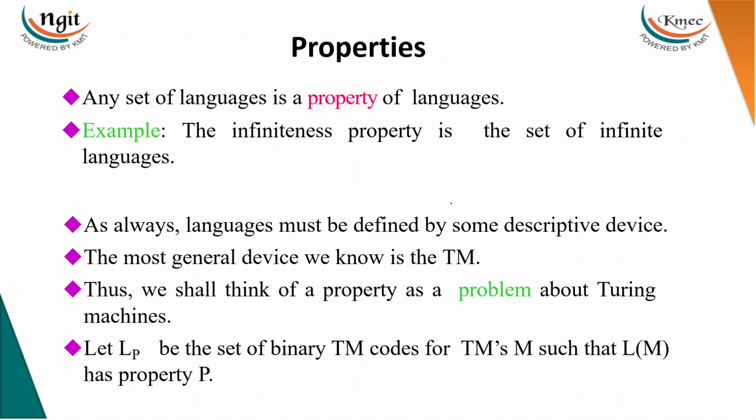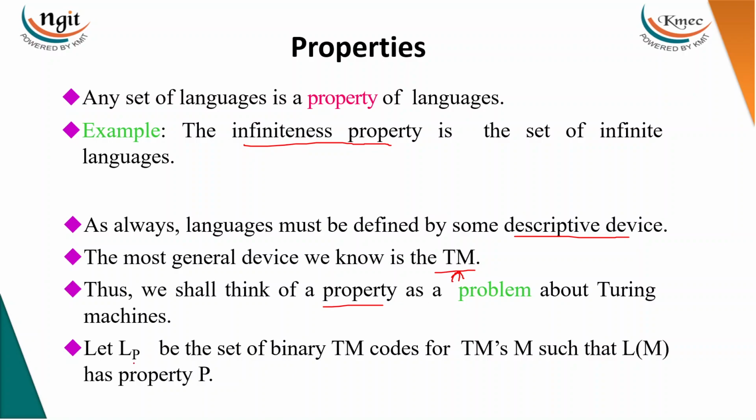So before going to the applications of Rice theorem, let me tell you what exactly the property here is. Infiniteness is a property of an infinite language. So the language must be defined by some descriptive device, either a Turing machine or a finite automaton or whatever it is, but the most general device is the Turing machine. So generally we'll think of a property as a problem about the Turing machine. Don't worry about the word property.